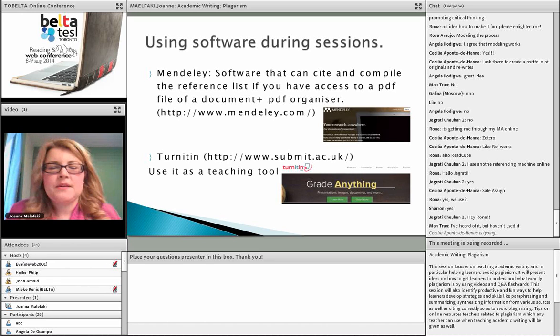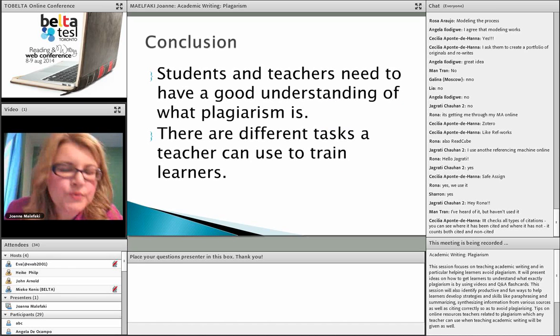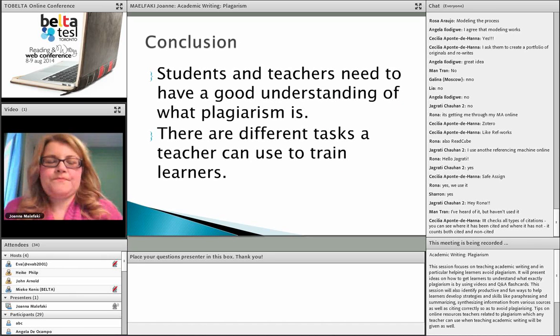You know, it's better to try to get your learners to help them, and whenever you detect plagiarism, motivate them and try to figure out why, get them to reflect on why this has happened. So these are some of the activities you can use with your learners to avoid plagiarism. Do you have any other ideas on tasks?